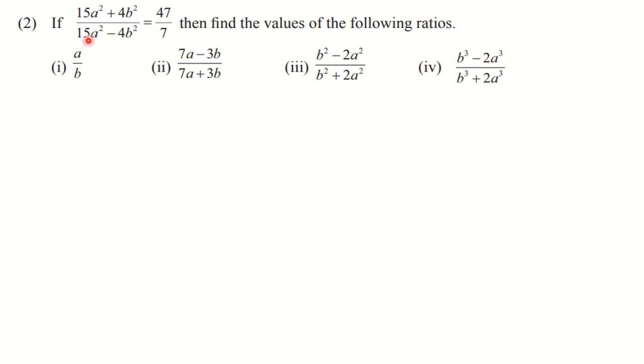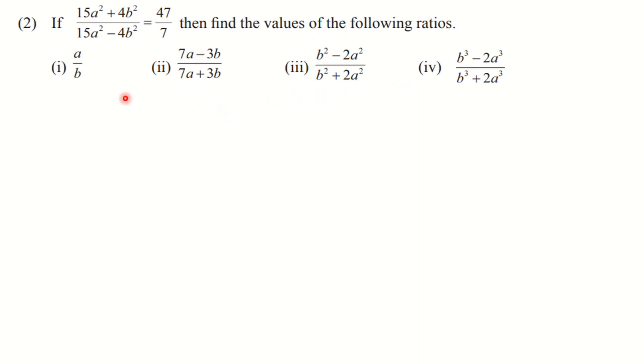Now the second question: if 15a square plus 4b square upon 15a square minus 4b square is equal to 47 upon 7, then find the values of the following ratios. Here a upon b is not provided to us. Instead, the equation is given, and from that we have to find all these 4 unknown values. Here also I am not solving all the sums. I am solving the first, second and fourth, I think, and the one which will remain, that you will do as homework.